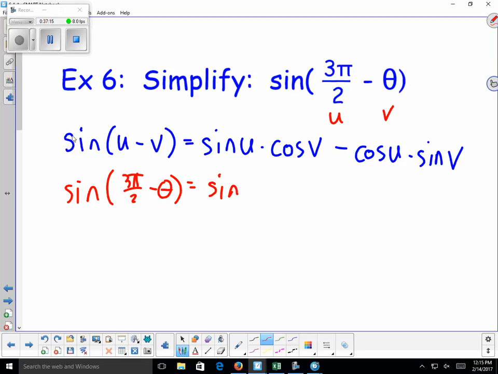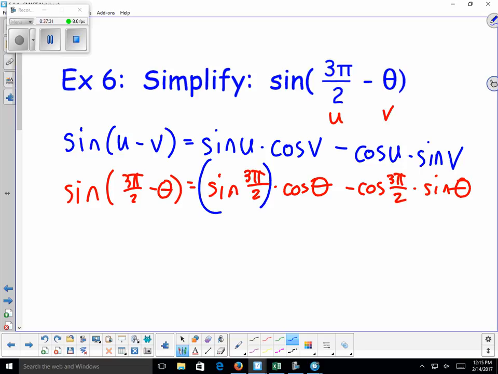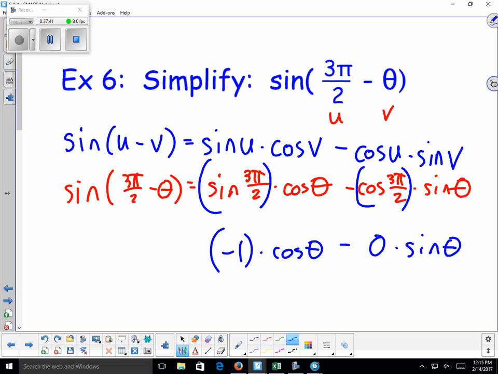Sine of 3 pi over 2 times cosine of theta minus cosine of 3 pi over 2 times sine of theta. Everybody agree with that? Okay, and then what is the sine of 3 pi over 2? Negative 1. So I got negative 1 times cosine of theta minus, what's the cosine of 3 pi over 2? 0. 0 times the sine of theta. So that means I end up with negative cosine theta minus 0, which is just negative cosine of theta as our answer. Are we agreeing on this? Okay.